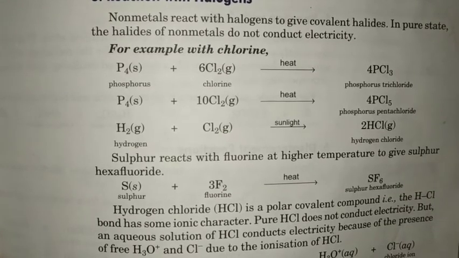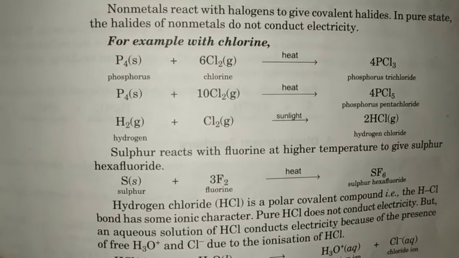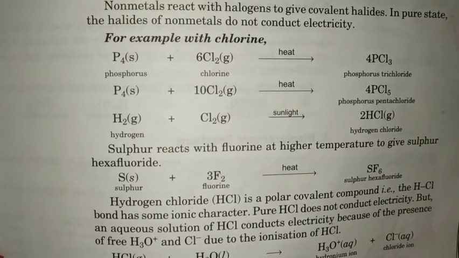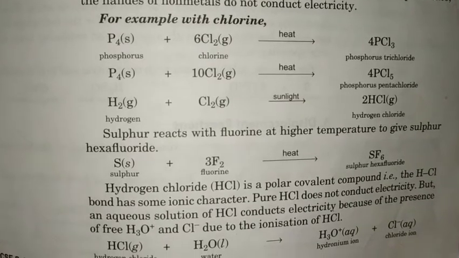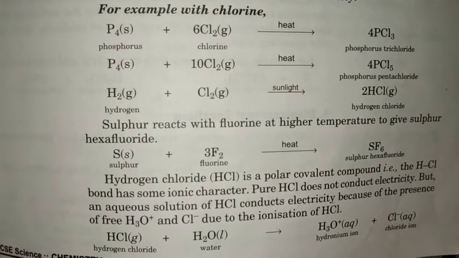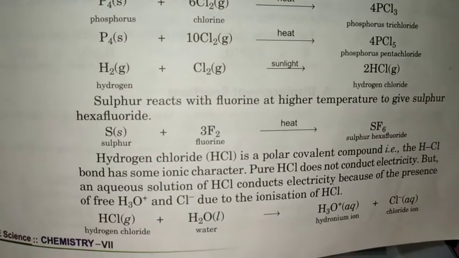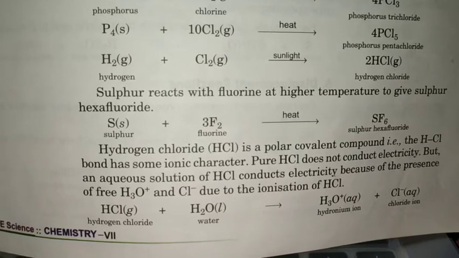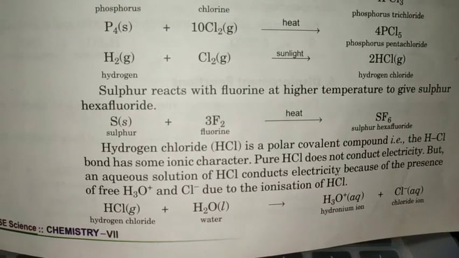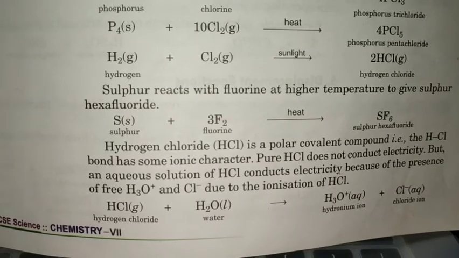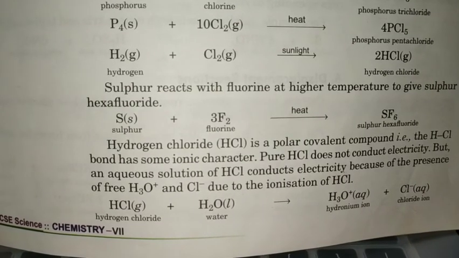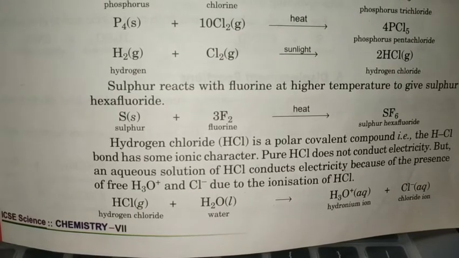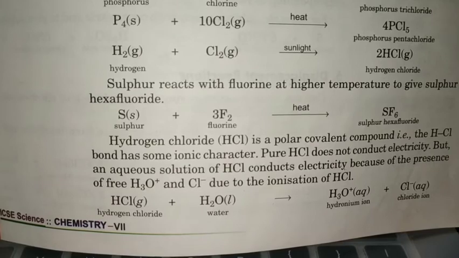Then again, when 10 Cl2 is taken, you will get phosphorus pentachloride. And when H2 plus Cl2 in sunlight, you will get hydrogen chloride. A few more examples: when sulphur reacts with fluorine at higher temperature, it will give sulphur hexafluoride. And when hydrogen chloride reacts with water, it will give hydronium ion, H3O plus, and Cl minus.